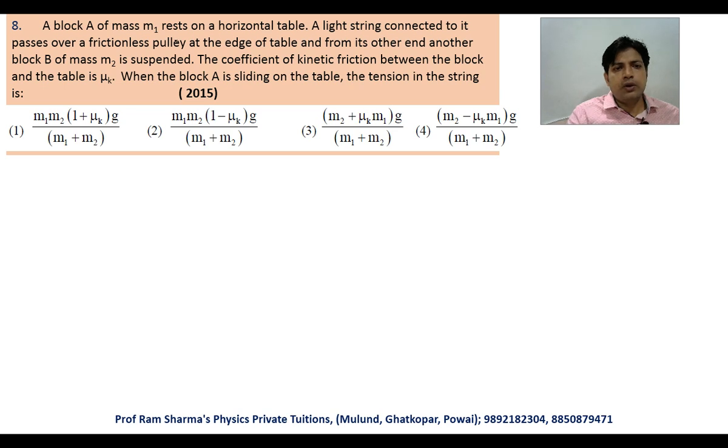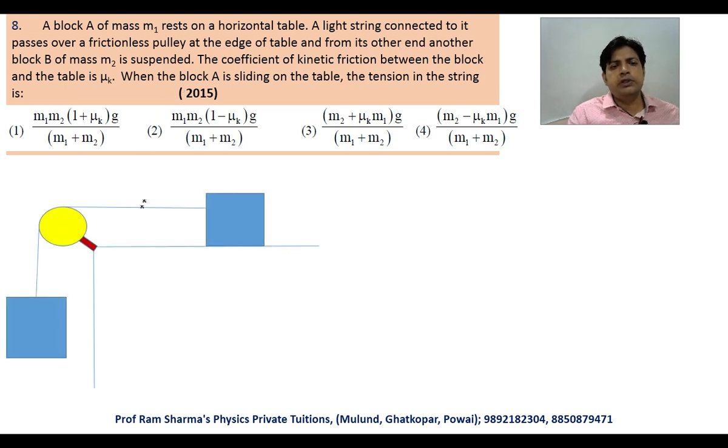A block A of mass m1 rests on a horizontal table. A light string connected to it passes over a pulley at the edge of the table, and from its other end another block of mass m2 is suspended. So probably things would look like this. We have to remember that the one which is suspended is m2 and the other mass is m1, right? And then we know the rest of the things, where is tension and all that.